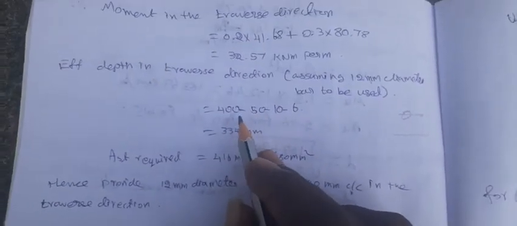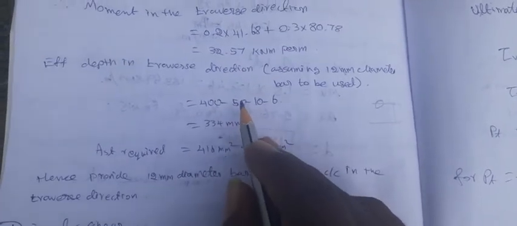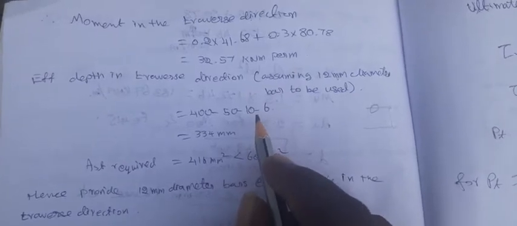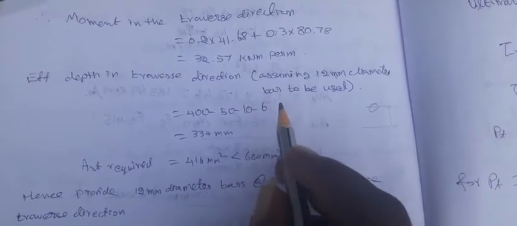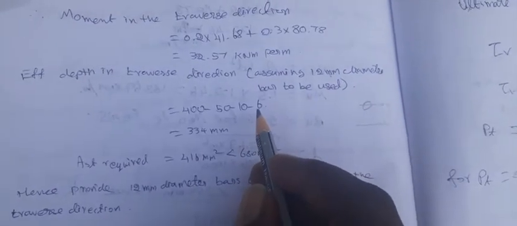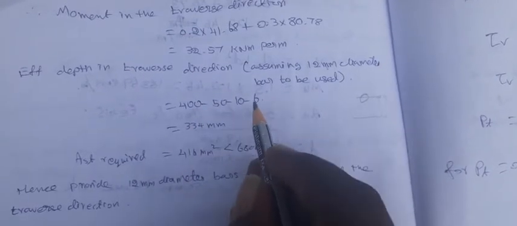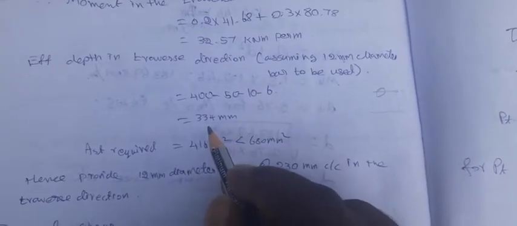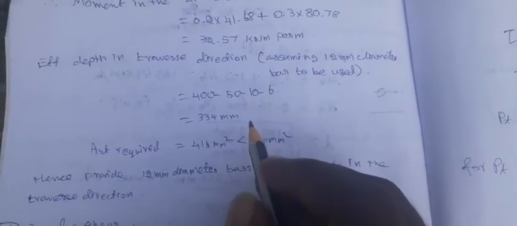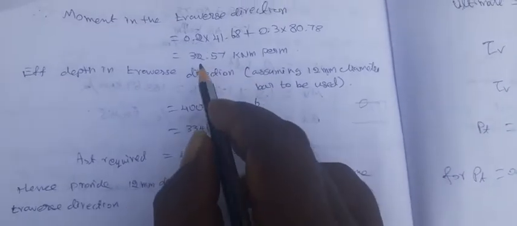We know 400 is the depth of the slab culvert, 50 is the effective cover, and 10 is the clearance between the main reinforcement and the distributor. Then 6 is used as half of the diameter of the bar, that is 12 by 2. So from 400 we subtract all these portions, and 334 mm is the effective depth for the distributor portion. For this depth, we know the moment is 32.57.